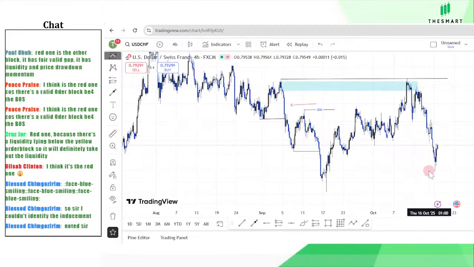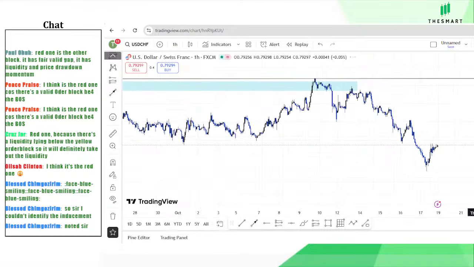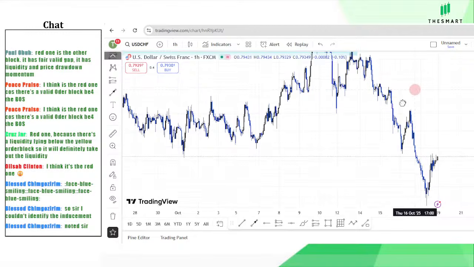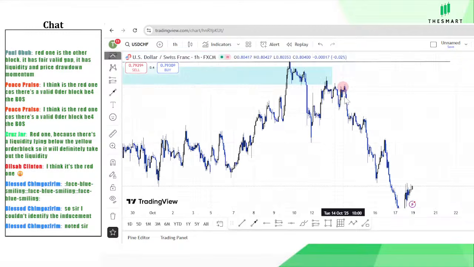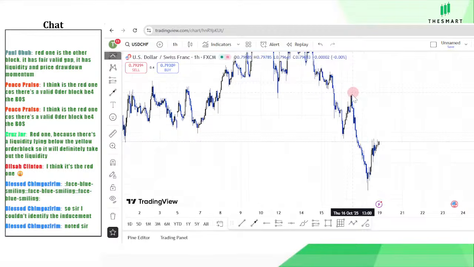Now, let's step down to the 1 hour to see if we can get continuation on this particular setup. So let's step down to the 1 hour to see if we can call out a trade on this particular fair value gap. At this point, we don't have a fair value gap. So if we want to look at this particular setup now, this is what we want to see. We want to see price come back into this zone.